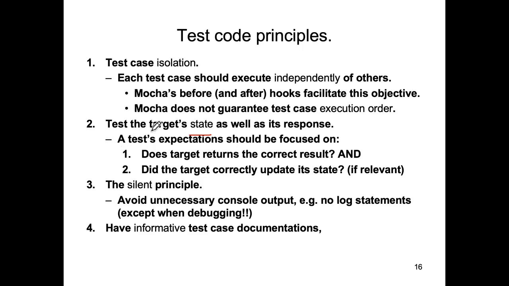So I'm saying a test expectation should be focused on, number one, does the target return the correct result or response? And number two, did it make the correct update to the target state? Some methods don't change the state, and that's fine, so you can ignore it. But other methods are intended to change the state, and so you need to ensure that it does that, as well as returning a response.